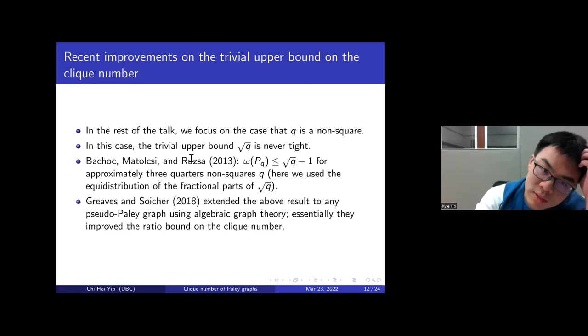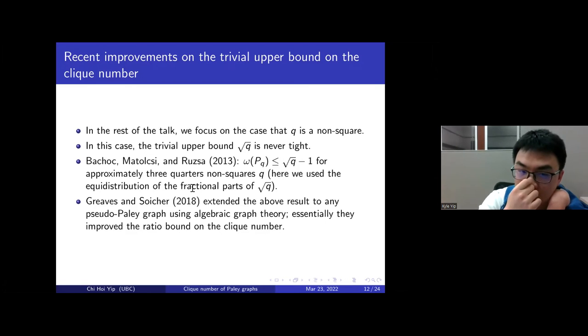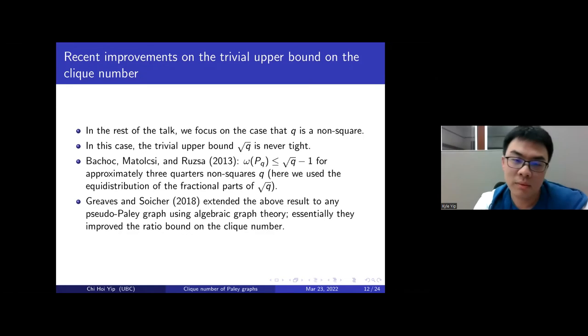In particular, we can first look at this result by Baker, Bertolucci, and Ruzsa in 2013, where they managed to improve this trivial upper bound by one, not for all q, but for approximately 3/4 of non-square q. The reason that they can conclude this holds for many q is that square root q is not an integer. In fact, they consider the fractional part of square root q and show that it has a uniform distribution. So we can have some statistics on its behavior, and under certain assumptions on the size of the fractional part of square root q, they managed to improve this bound by one.